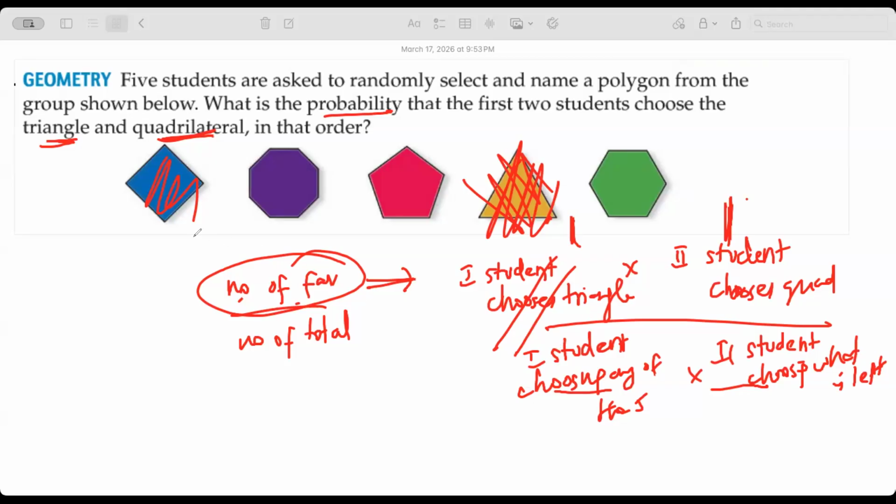Now, first student, basically, he has a total of 5, right? And he can choose 1. Do you get it? What does 5 choose 1? What is 5 choose 1?